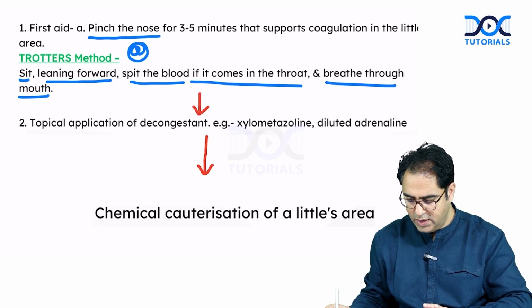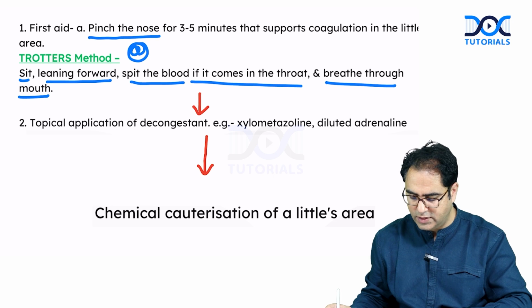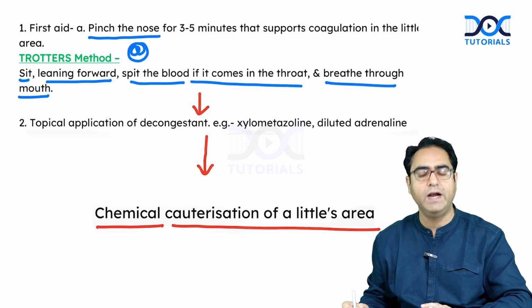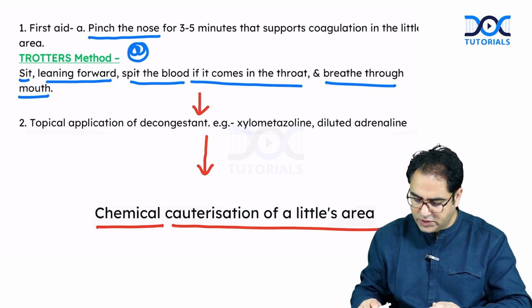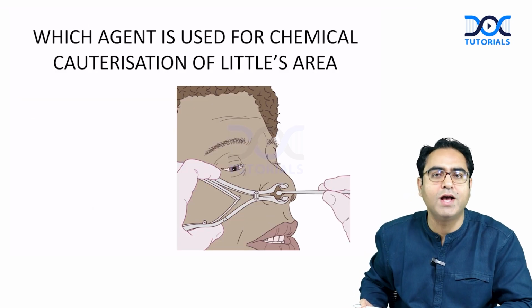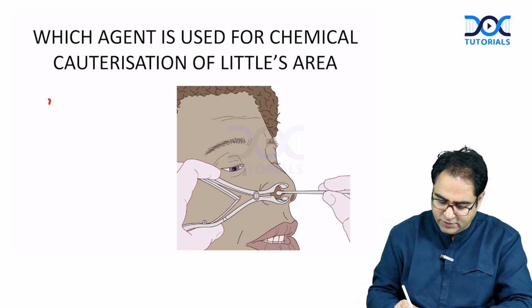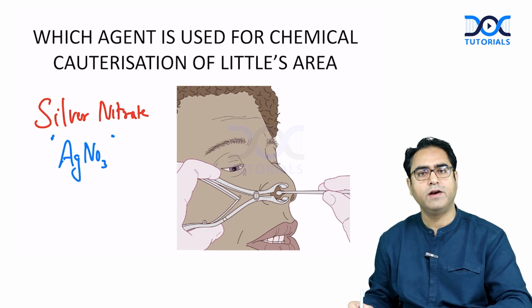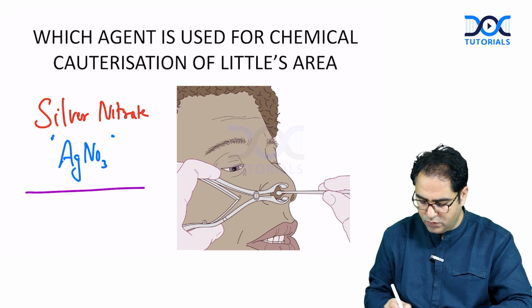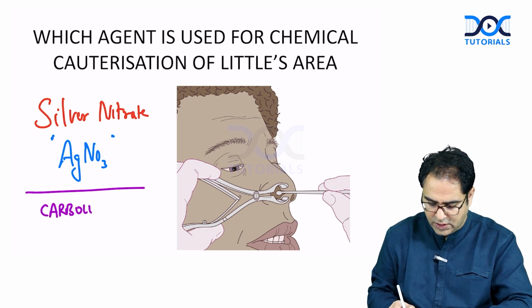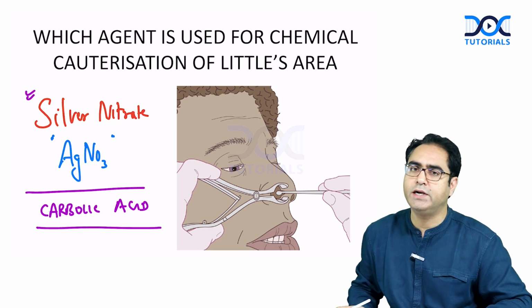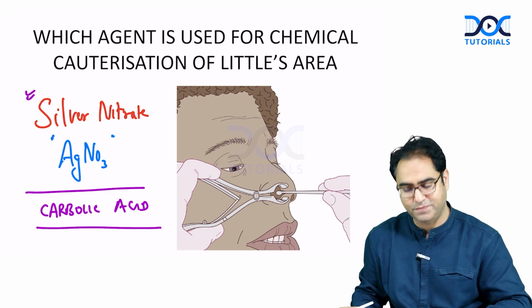Okay. Now, ENT people will do what? Chemical cauterization of little area. Chemical cauterization, let's burn the blood vessel which is bleeding. Now, which agent do we mostly use for chemical cauterization of little area? The answer is silver nitrate. AgNO3, silver nitrate. Okay, if that's not available, we can use carbolic acid also. Diluted carbolic acid can be used. Okay, but this is preferable. Silver nitrate is the agent used for chemical cauterization of little area.